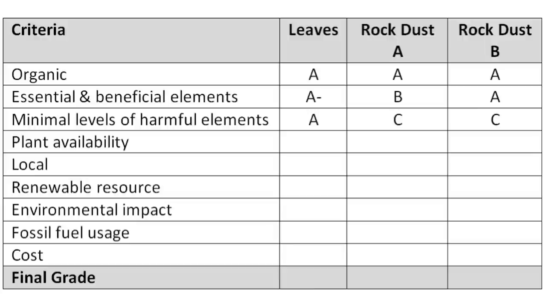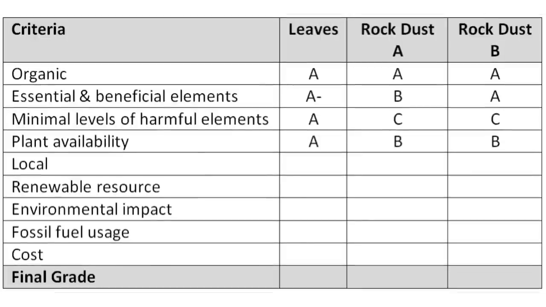While we're here in the report card, we can quickly add a few more grades. Let's start with plant availability. The minerals in both leaves and rock dust are not plant available. However, because the minerals in leaves have already been taken up by a plant, they will be available sooner than those in the rock dust. I'll give the leaves an A and the rock dust a B.